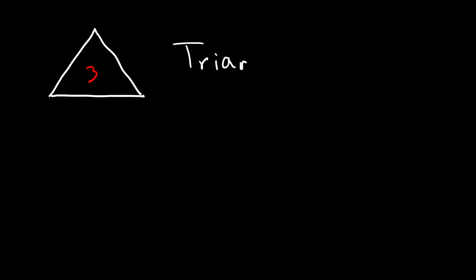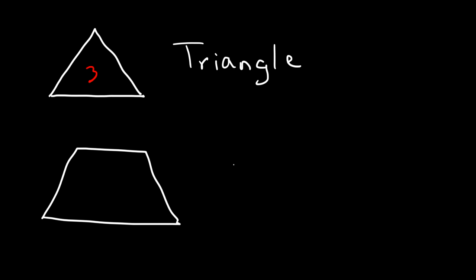In this video, we're going to focus on polygons. So let's go over some examples. A three-sided polygon is known as a triangle. That's the first one you need to know. A four-sided polygon is known as a quadrilateral.